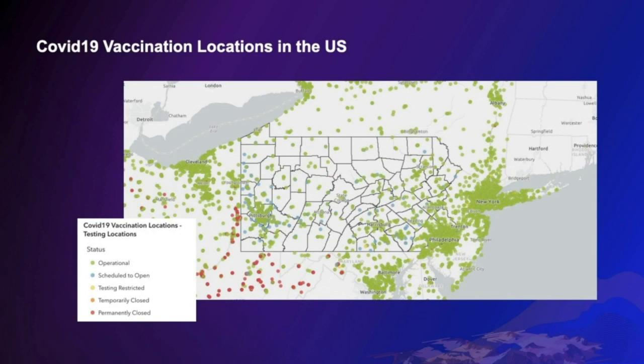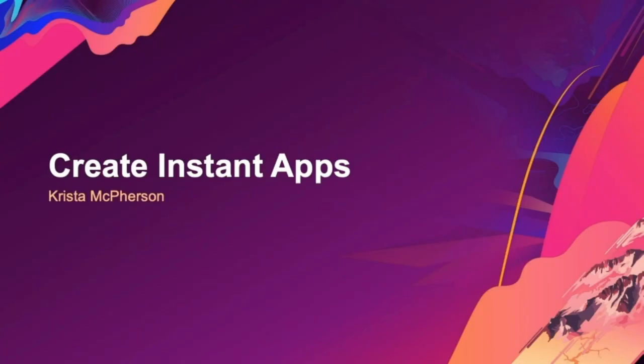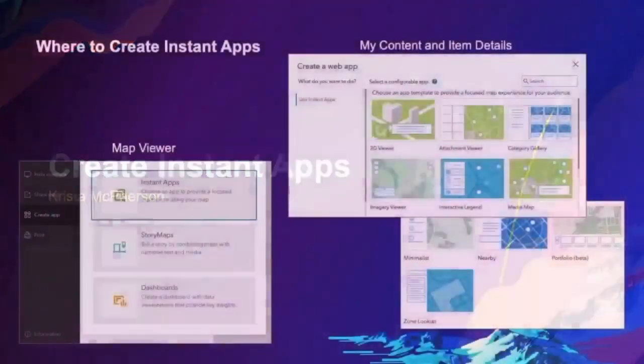For the remainder of the presentation, we will be using this map of COVID-19 vaccination locations, courtesy of GIS Core, to demonstrate how a single map can be used to create different apps depending on the intended purpose of your app. Next, let's talk about where to find instant apps in ArcGIS Online and how to create them.